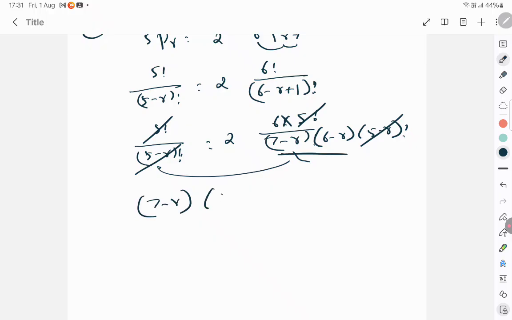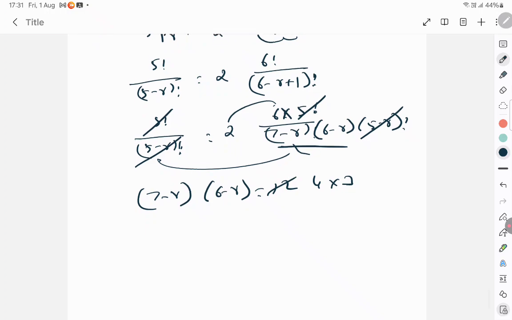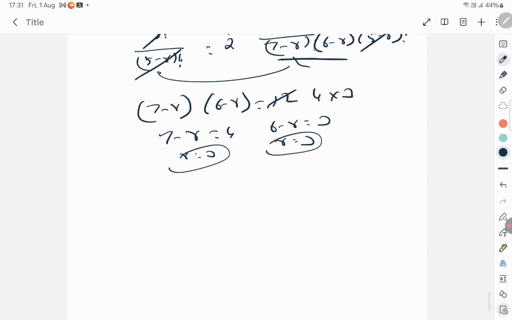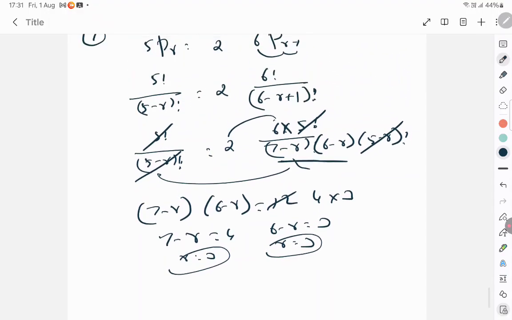(7 minus r) into (6 minus r) is equal to 6 2s are 12. Never write it like this. Write one number below one number, successively lesser: 4 3s are 12. 7 minus r is equal to 4, r is equal to 3. 6 minus r is equal to 3, r is equal to 3. Satisfying. So r is equal to 3. So let's go to the next question.